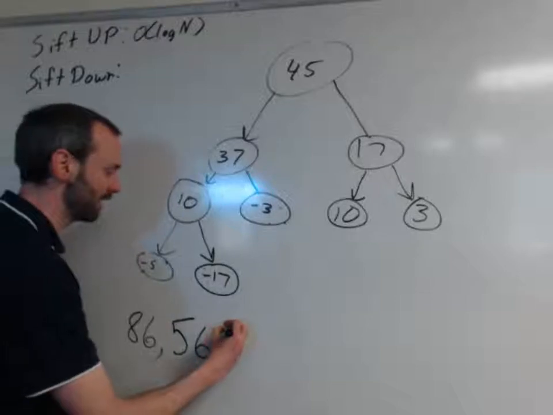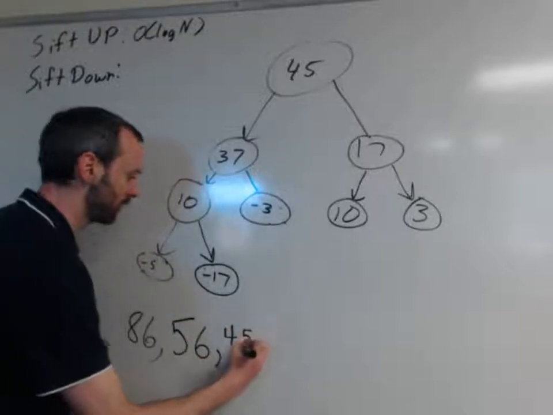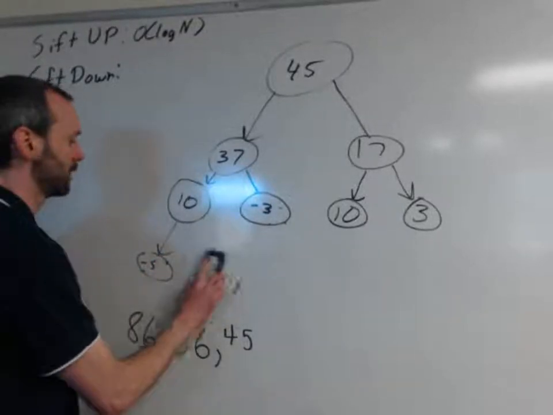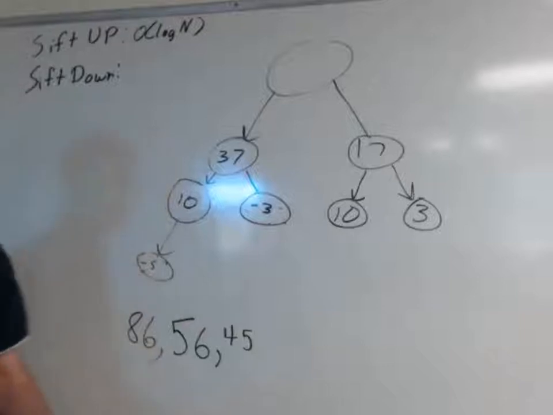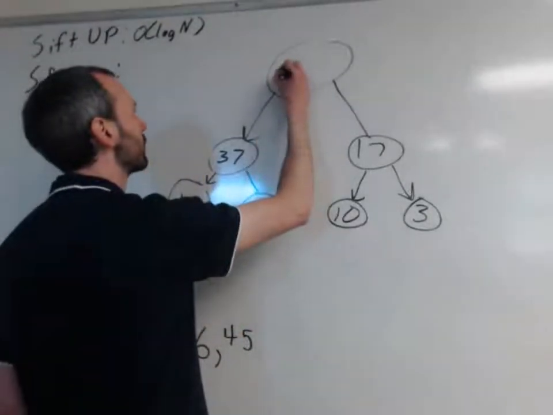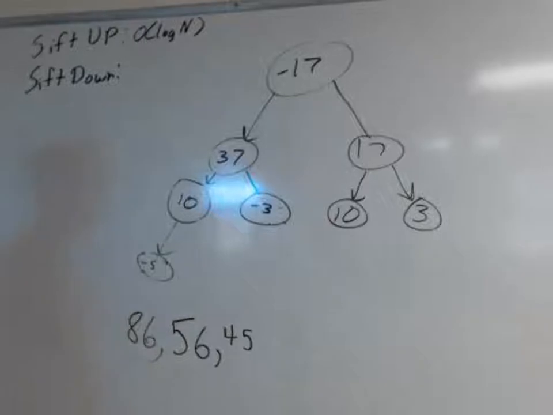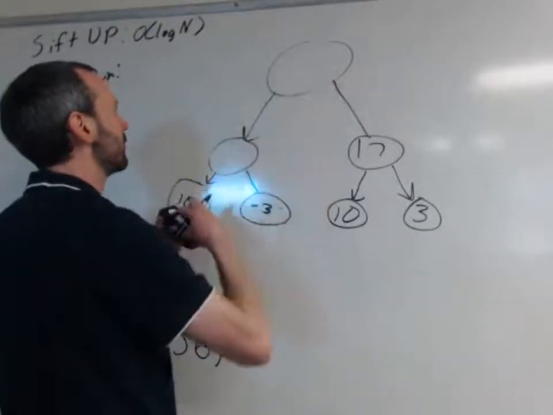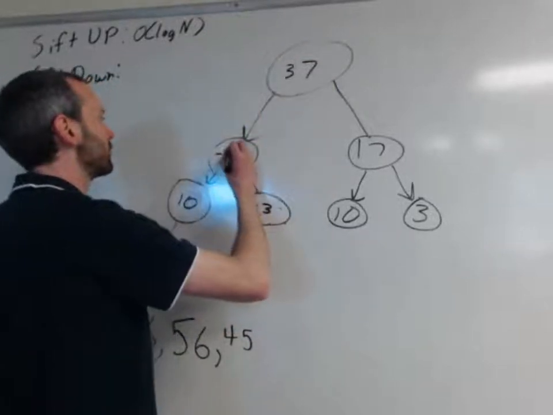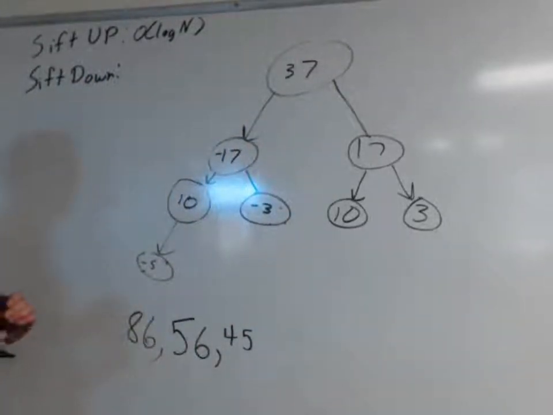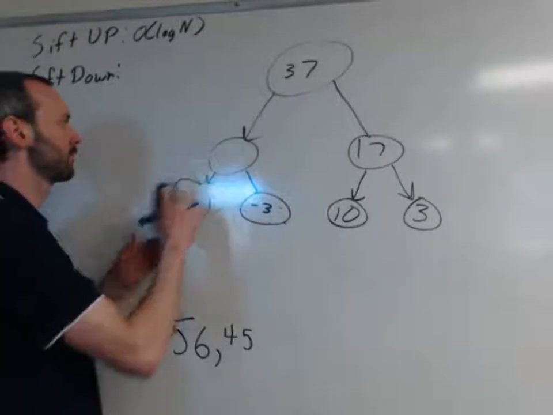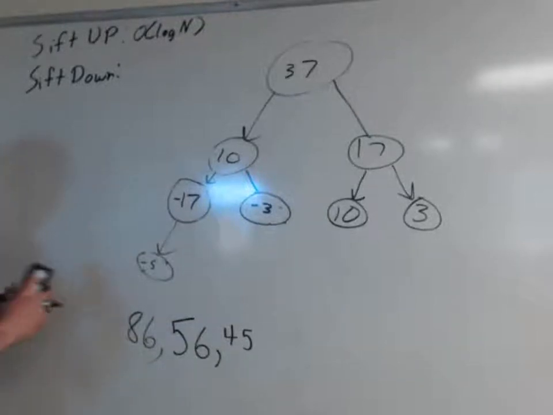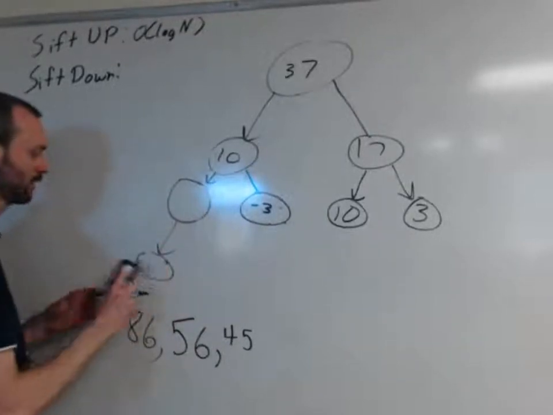All right, so, again, I said I do things 3 times just to make sure it's clear. So just for clarity, we'll do it one more time. We're going to remove the 45. And we move, which number do we move up? -17, yep. All right, what do we do next? Yep, with 37. All right, then what do we do? Yep, the 10. Then what do we do? Yep, swap with the -5, sorry.